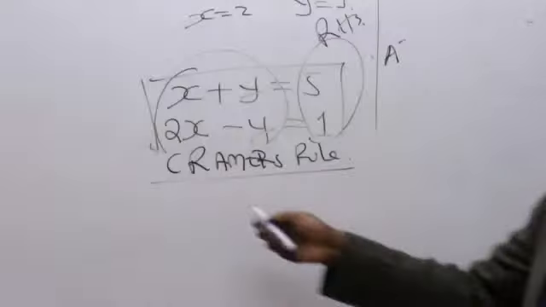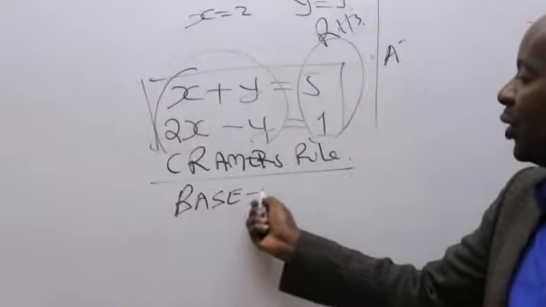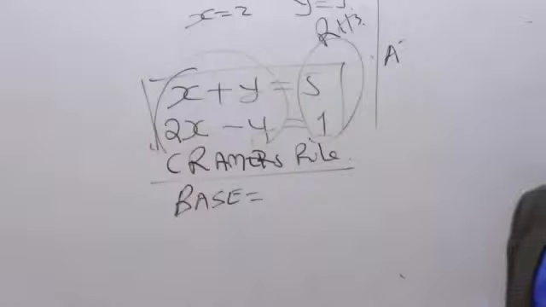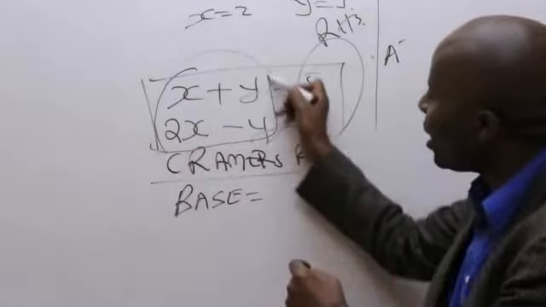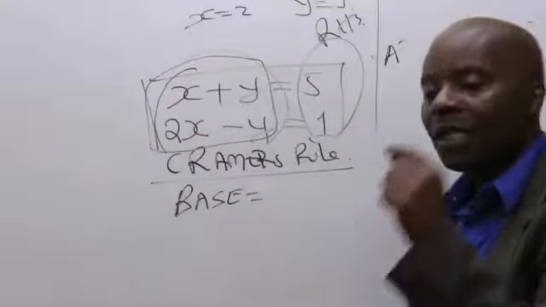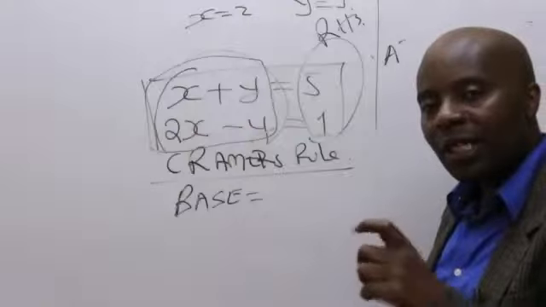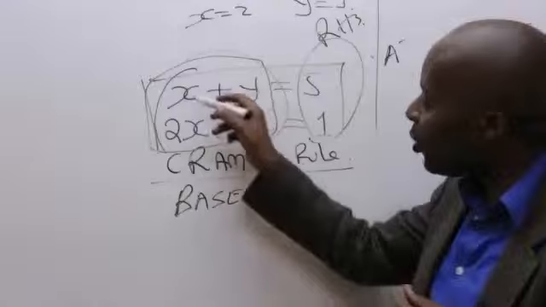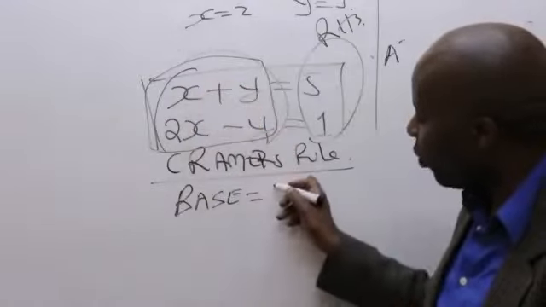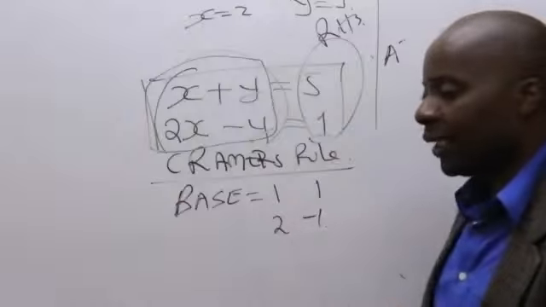The first thing that we'll do under Cramer's rule is to identify the base matrix. We say the base matrix is the one that has which coefficients? Coefficients of X and Y. So coefficients are those numbers that come before those letters. So the base matrix here will be this coefficient. We have 1, 1. And then we have here 2, minus 1 like that.